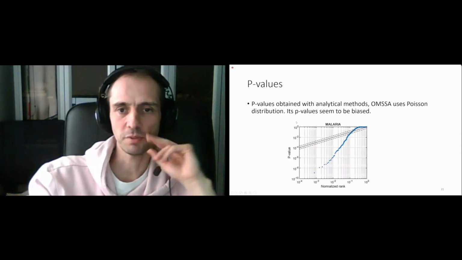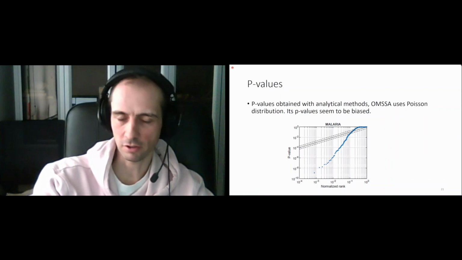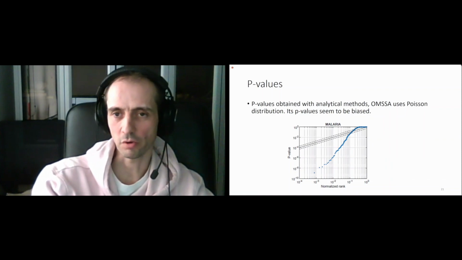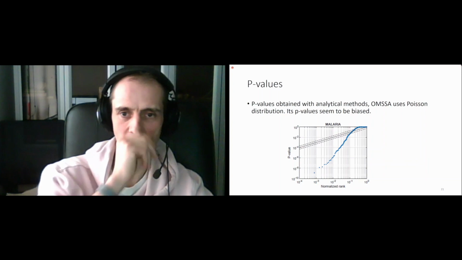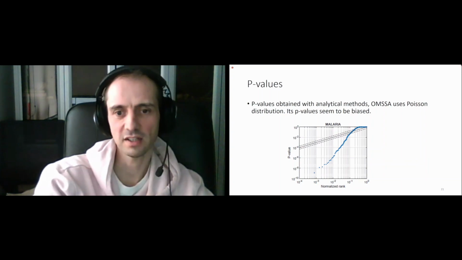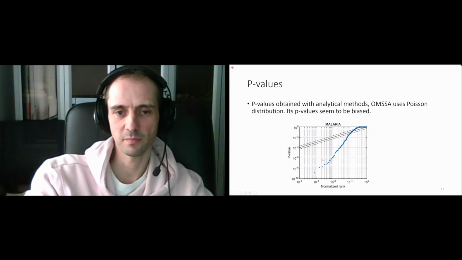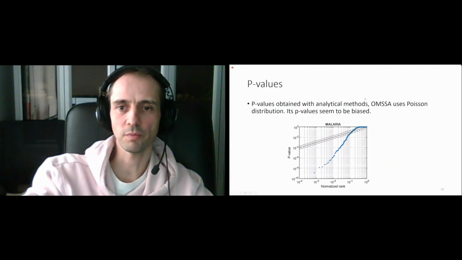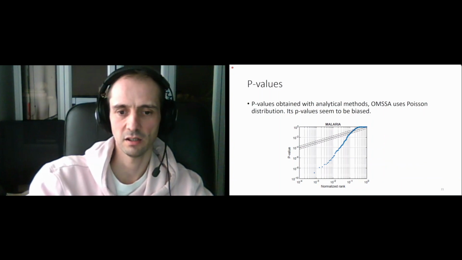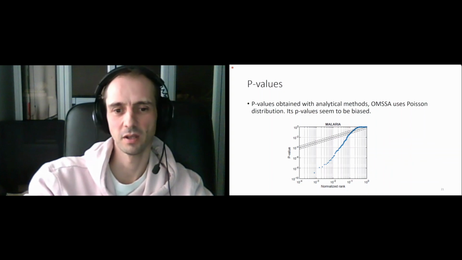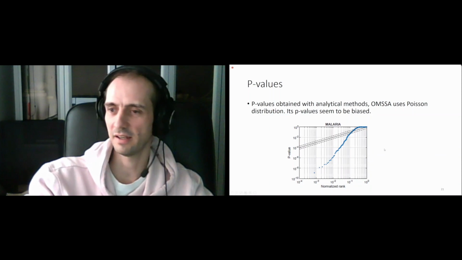But if you use other p-value methods, some analytical methods from another program, for example, from OMSSA, which uses a Poisson distribution, and then you plot the p-values, it looks more like biased. Okay. So the p-values from the OMSSA toolbox aren't that accurate, and they consistently provide lower p-values than they should, right? Which leads, I think, to a liberal estimation.